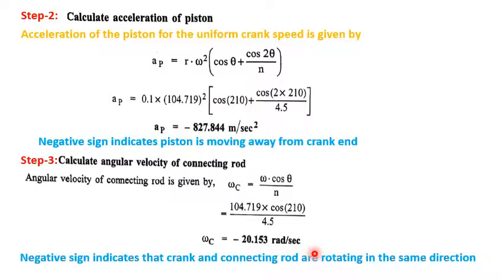Here also the negative sign indicates that both crank and connecting rod are rotating in the same direction. Since crank and connecting rod are rotating in the same direction, we get the negative sign. If it is positive, both crank and connecting rod are rotating in different directions. Clear?